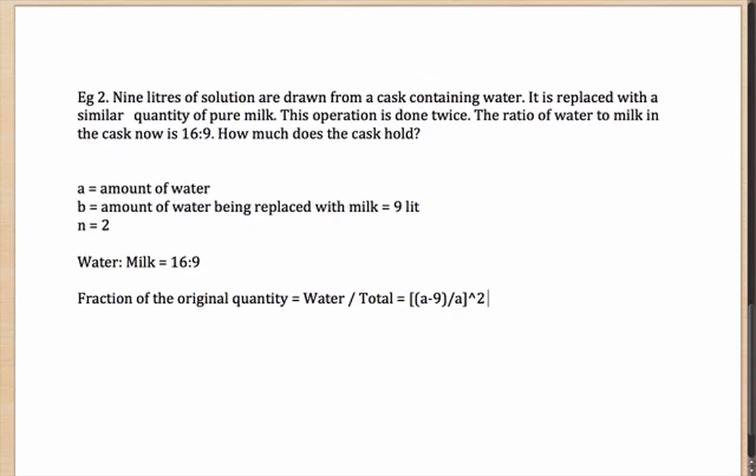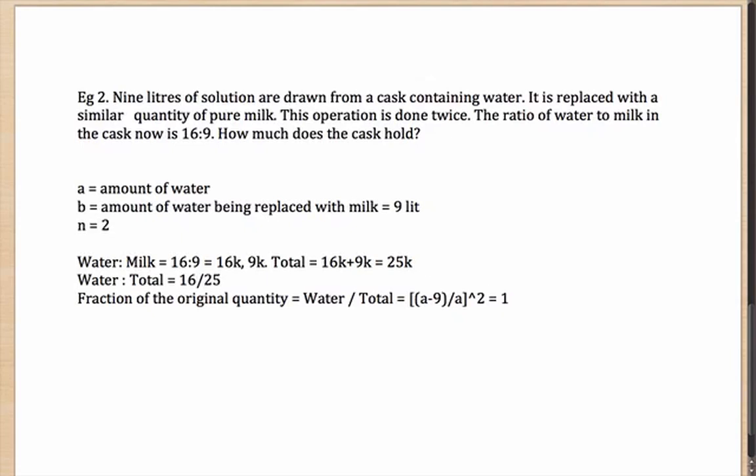And now comes the problem, what will it be equal to? Please think about it. Will it be equal to 16 by 9? No, it will not be 16 by 9 because we have to have water by total. So if water and milk are in the ratio of 16:9, that means let's say water is 16K and milk is 9K. That will mean total is 16K plus 9K or 25K. That will give me the ratio of water by total not as 16 by 9 but as 16 by 25.